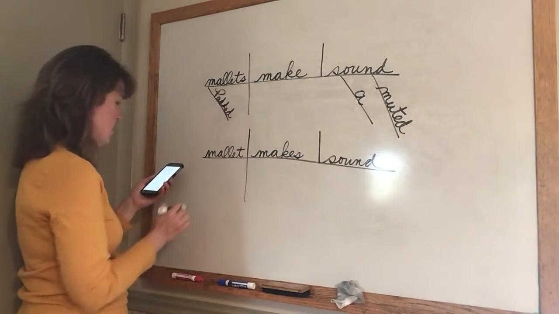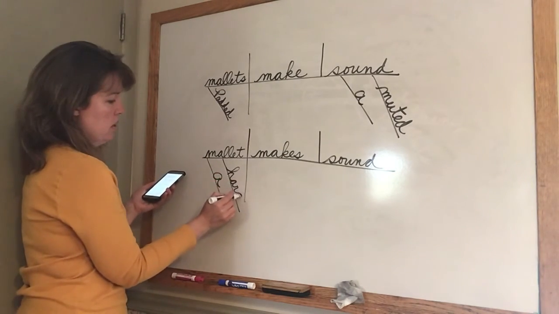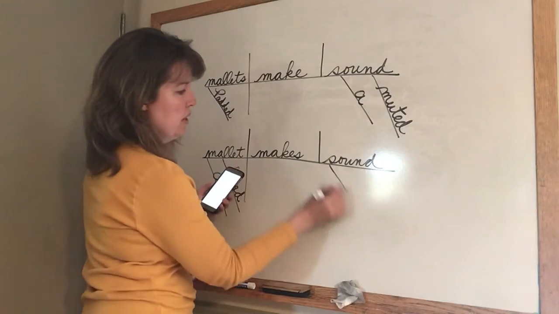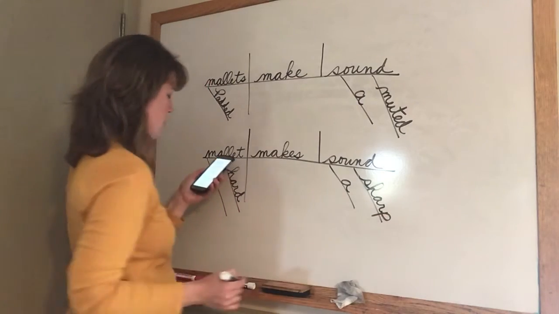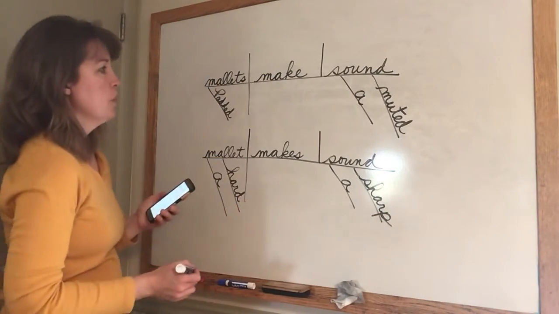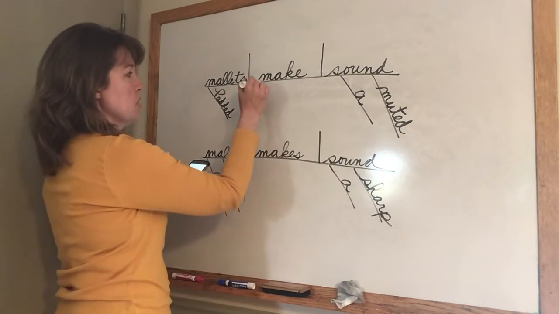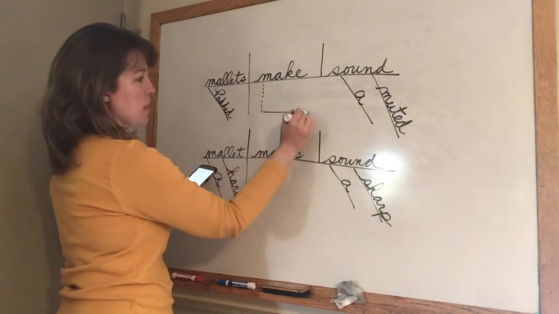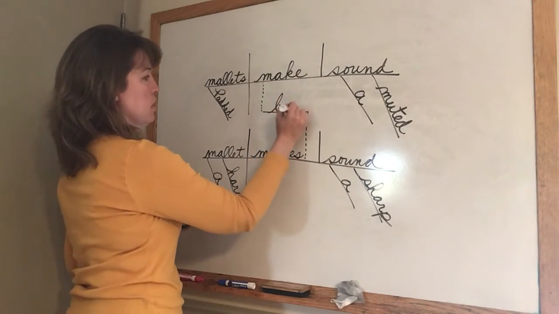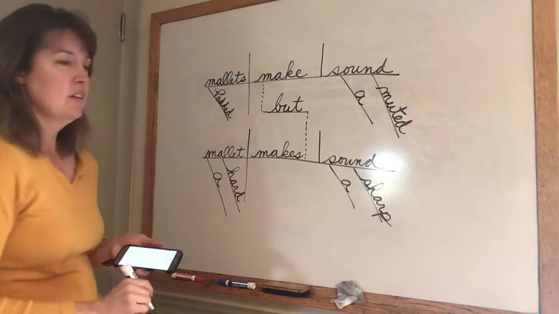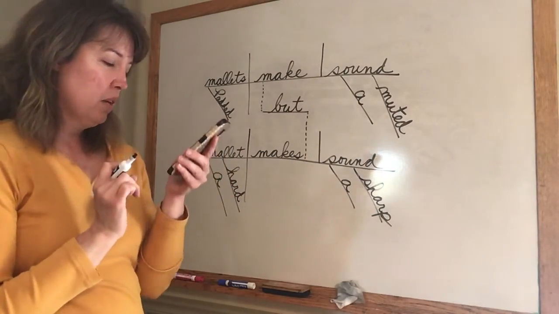Okay, what kind of mallet? A hard. And what kind of sound? A sharp. Okay, now here's the fun part. You get to join them with your conjunction. So you're going to join them at the verbs. You're going to do dotted line, line, dotted line. And then you're going to write the word but. Okay, so it's kind of fun. It's like you're drawing a picture while you get to diagram.